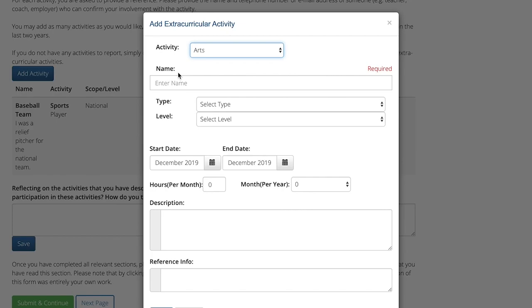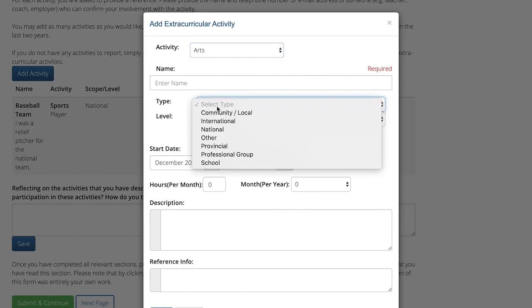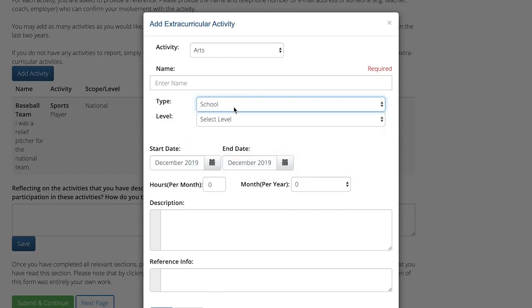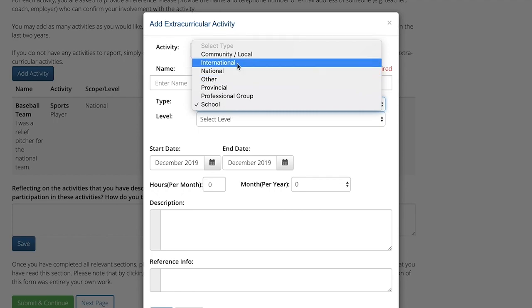You are asked to indicate the level in which you were involved. For example, if you were involved in the high school chapter of a national or international activity, you should list high school. The national or international level should be reserved for students who have participated at the highest level of their organizations or have represented their nation.